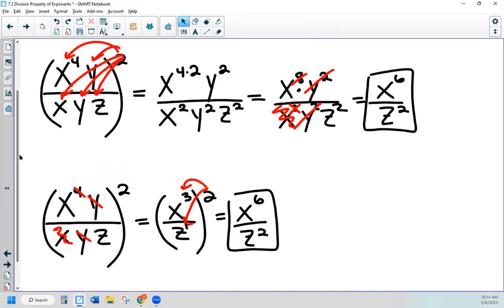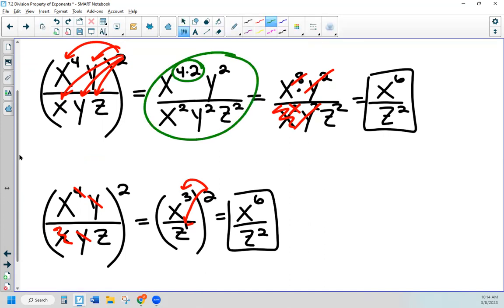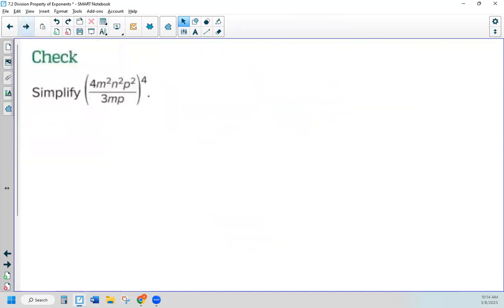I guess because I unnecessarily wrote this step here by just doing 4 times 2, right? But there you have it. Nothing crazy. Let's go to our check problem. Pause it right now and try it on your own.